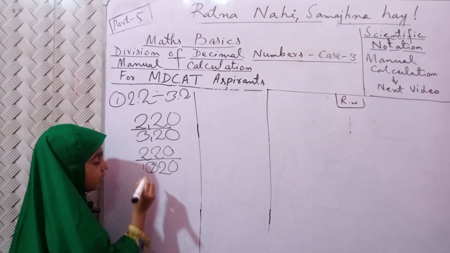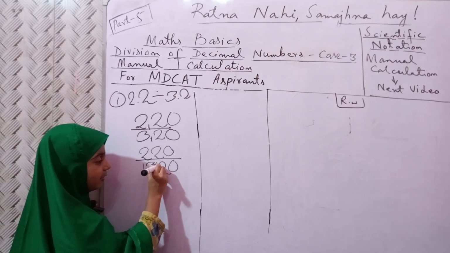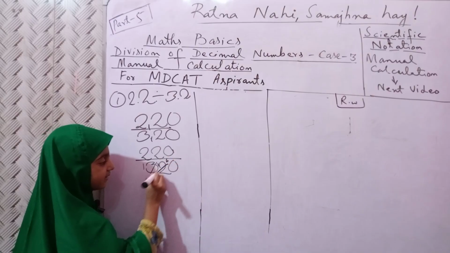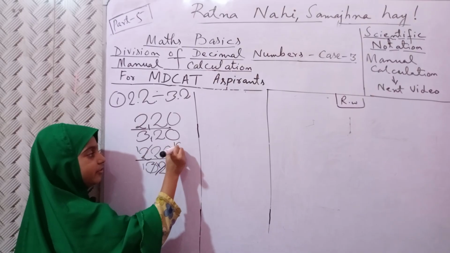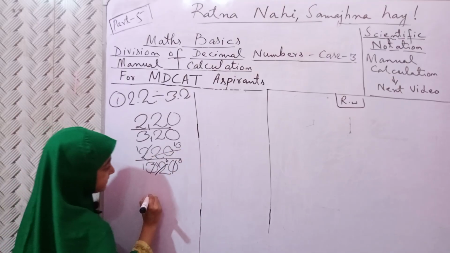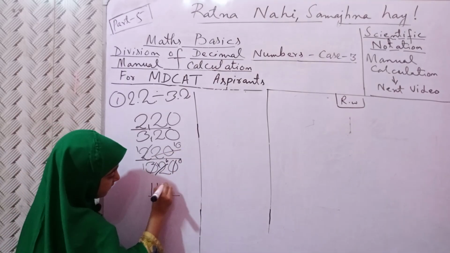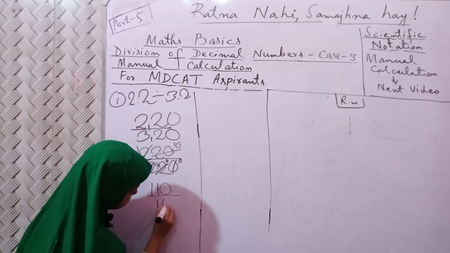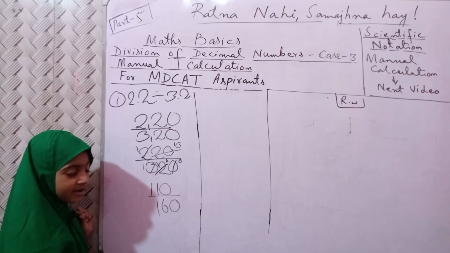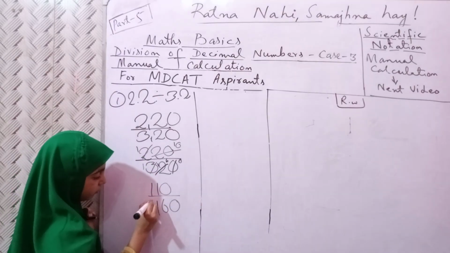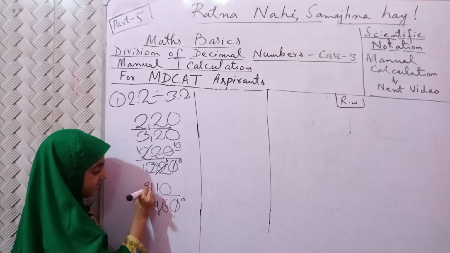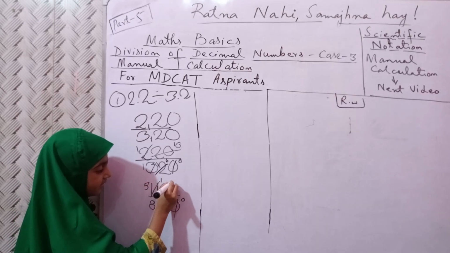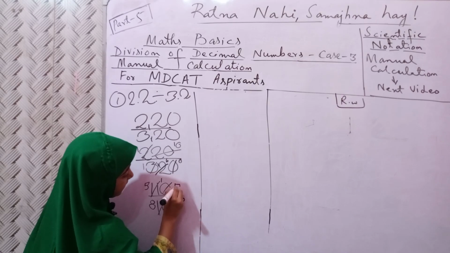Now it is cutting with the 2 table. 2 ones are 2. 1 is remaining. 1 will become here. 2 sixes are 12. 0 as it is. 2 ones are 2 and 2 tens are 20. Now it becomes 110 and 160. It is cutting again with the 2 table. 2 eights are 16 and 0. 2 fives are 10. 1 is remaining. 1 here. 2 fives are 10.